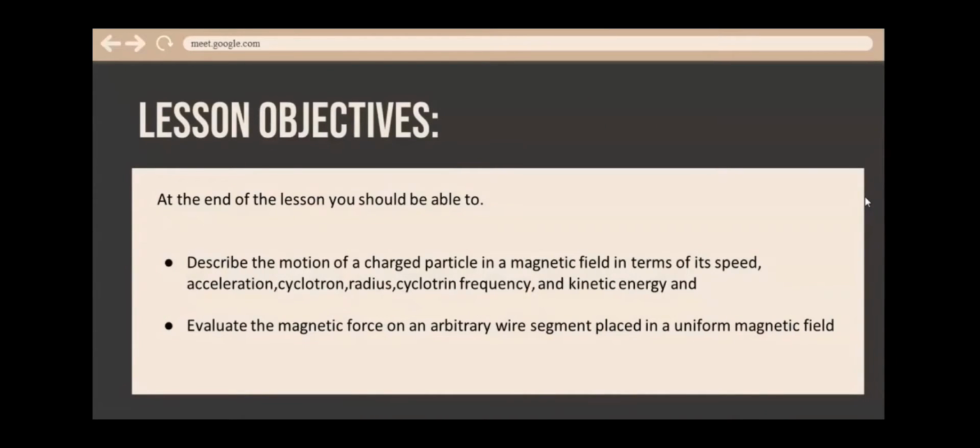are already given. So the lesson objectives for this topic is that we will describe the motion of a charged particle in a magnetic field in terms of speed, acceleration, cyclotron radius, cyclotron frequency, and kinetic energy. And also we'll be able to evaluate the magnetic force of an arbitrary wire segment placed in a uniform magnetic field.